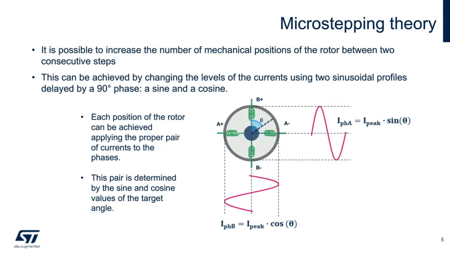It is possible to increase the number of mechanical positions of the rotor between two consecutive steps. This can be achieved by changing the levels of the current using two sinusoidal profiles delayed by 90 degrees. We will get a sine and cosine waveform. Each position of the rotor can be achieved applying the proper pair of currents to the phases. This pair is determined by the sine and cosine values of the target value. The microstepping technique theoretically allows us to achieve any position of the rotor.